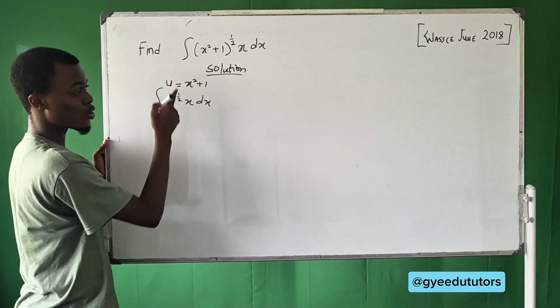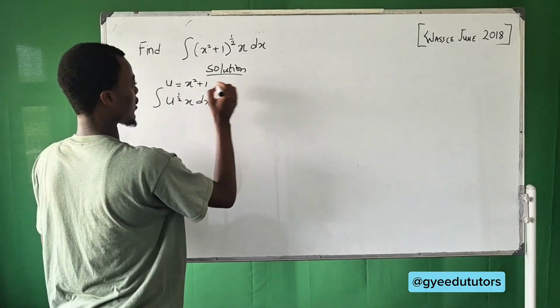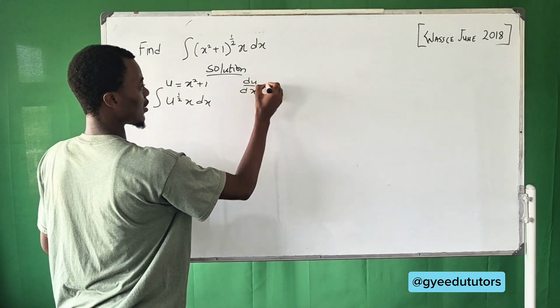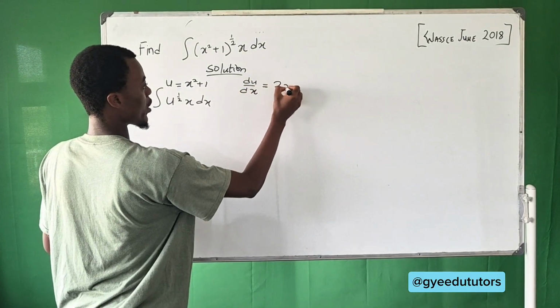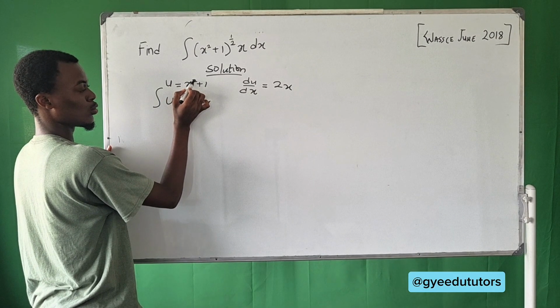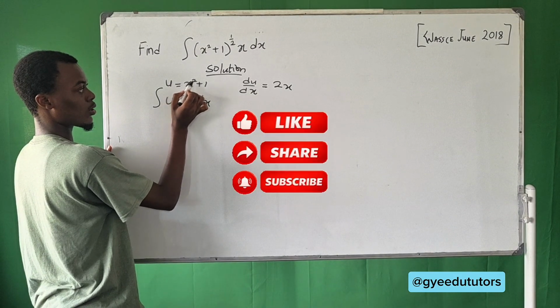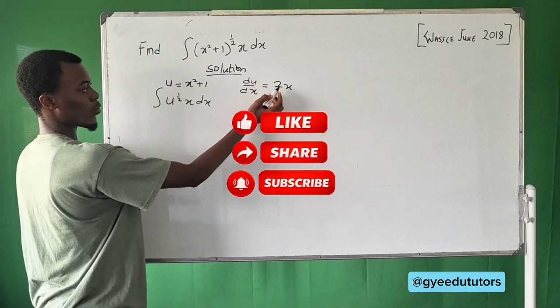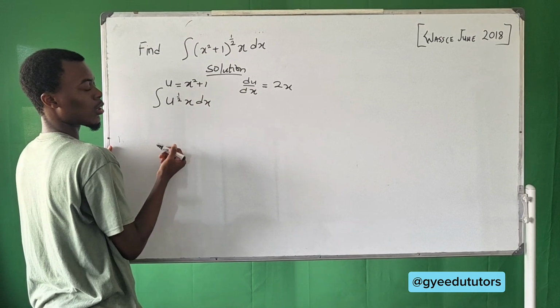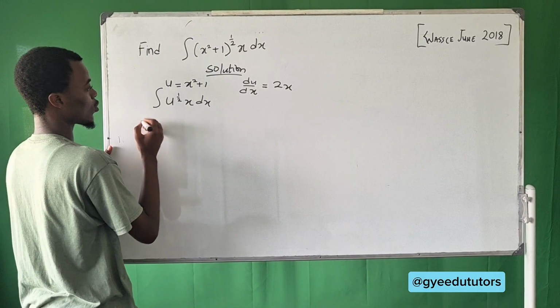So from the u, we can also say that du/dx is equal to what? 2x. You see, you bring the power down and you subtract 1 from it. So you get 2x. And 1 we know is what? 0.